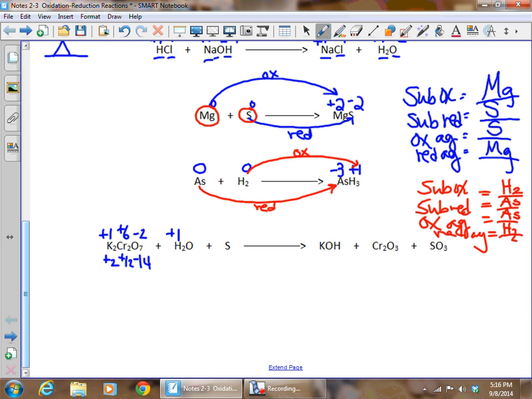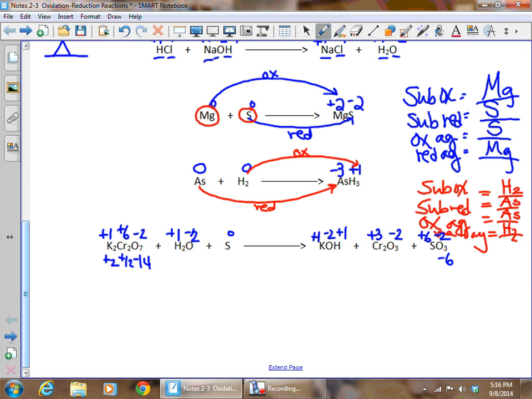Water, as usual, +1 for hydrogen, -2 for oxygen. Sulfur, 0. Potassium, +1. Oxygen, -2. Hydrogen, +1. Chromium, in this case, remember if we have a 2-3 combination, we can cross charges. Chromium's +3, oxygen, -2. And in the last one, oxygen's -2. Total of a -6 for oxygen, which means sulfur in this compound has to be a +6. So see if you can draw your arrows to show what's being oxidized and reduced.